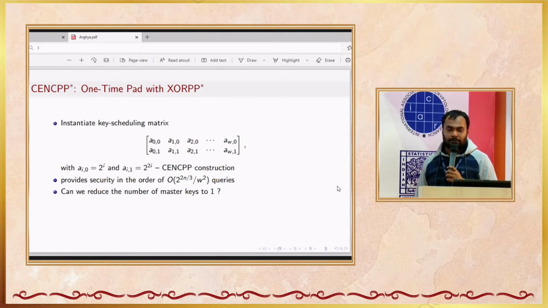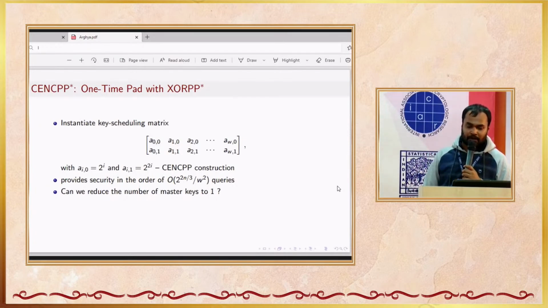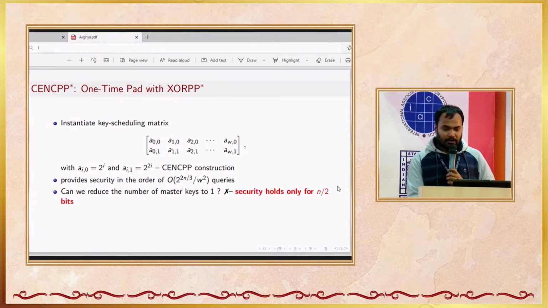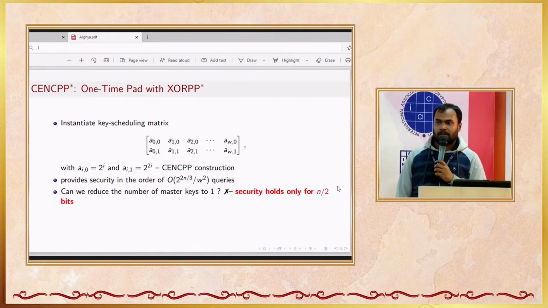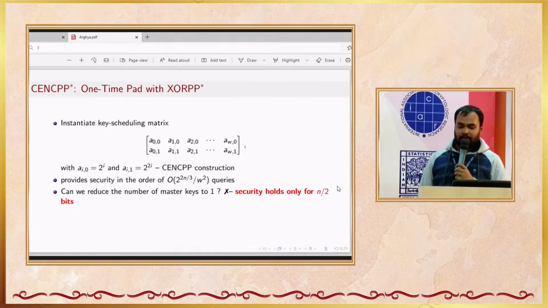So there was an intuitive question of whether we can reduce the number of master keys to 1. We analyzed this case and we got a negative answer: if we use a single secret master key, then we can't go beyond bound security, and we will be restricted to n by 2 bit security only.